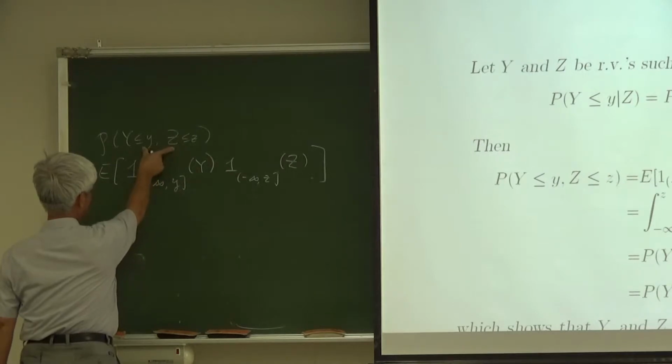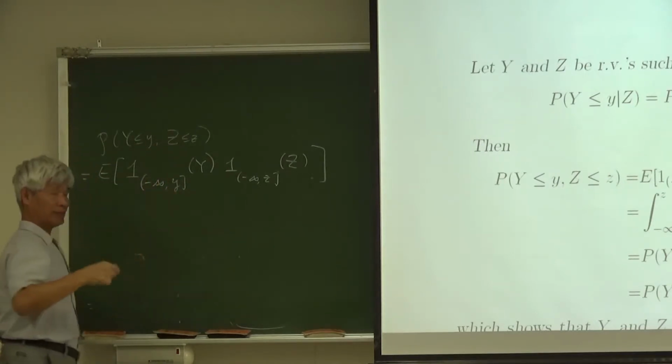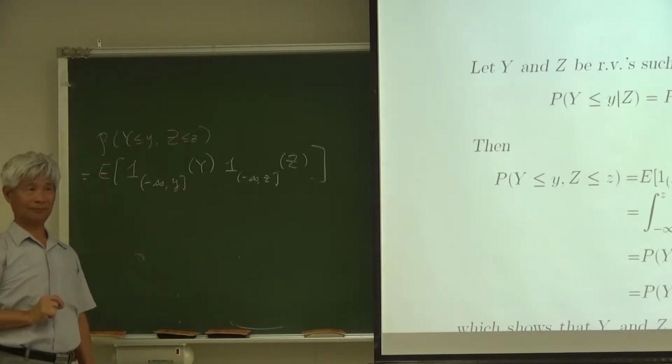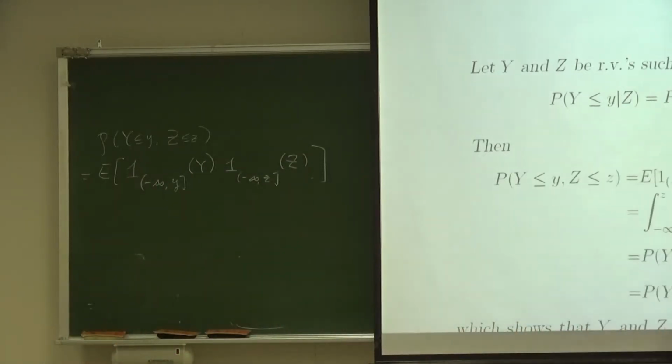The joint event, when you express it by indicators, becomes the product. It's a common practice. In probability theory, we quite often use this property. Let me show you. Let E and F be two events. If we want to find their joint probability, it's equal to the expectation of the indicator of E times the indicator of F.